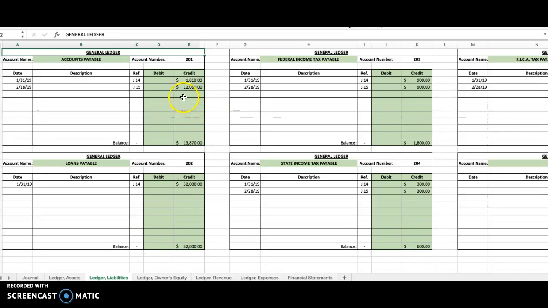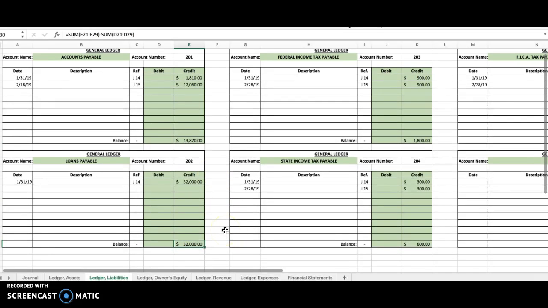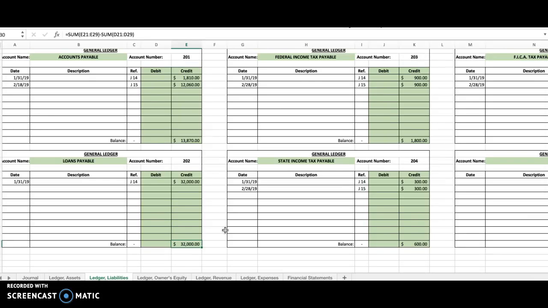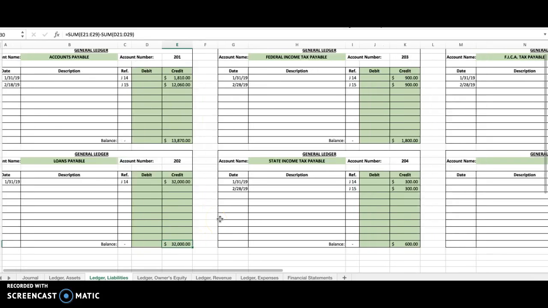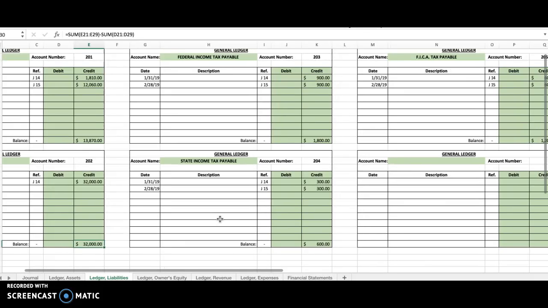Liabilities, same way. We owe some money from last month, $1,810, and we charged some other things this month. So we owe a total of $13,870. Apparently we have a loan, but we didn't do anything with that this month. We still owe that amount of money, $32,000. And then the payroll tax liabilities.